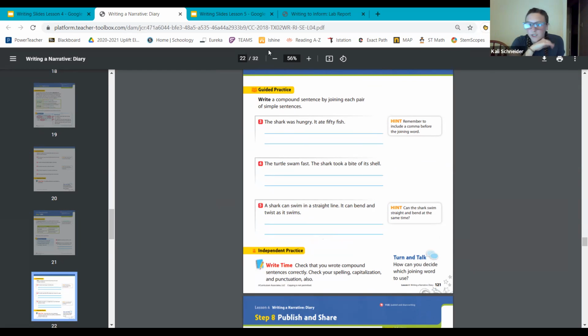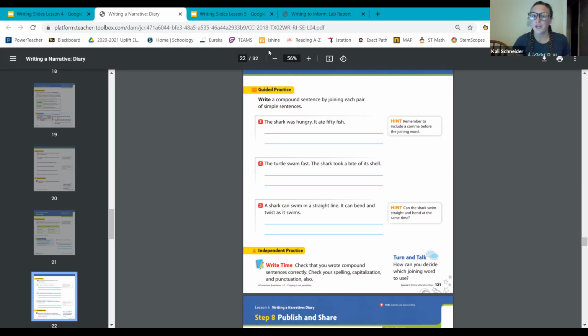We have: the shark was hungry. It ate 50 fish. Well, I know there are four words that can make it into a compound sentence: and, but, or, so. Let's try and. The shark was hungry and it ate 50 fish. That doesn't really make sense because it's kind of like a cause and effect, right? It was really hungry. Oh wait, so I just used one of those words. Let's try that one.